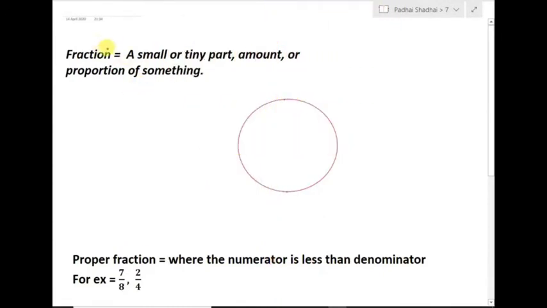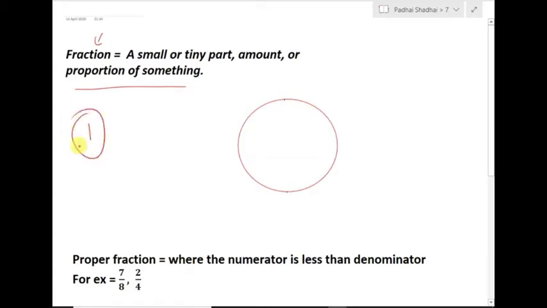A fraction is a small or a tiny part, amount or proportion of something. A proportion of something means if one object is given to you, and you divide that object into different parts, then each part would be called what? That is the proportion.